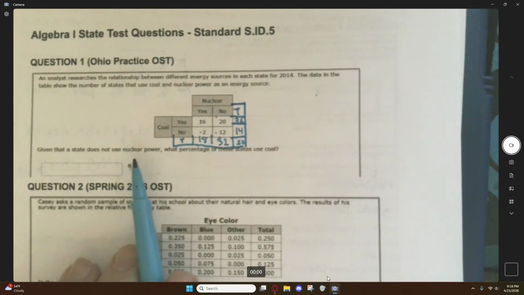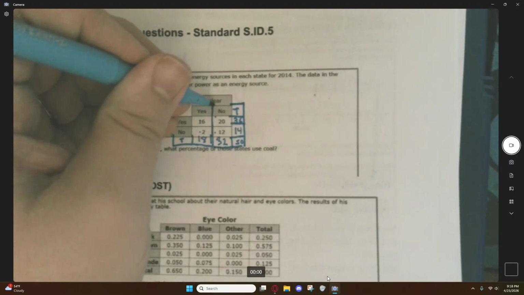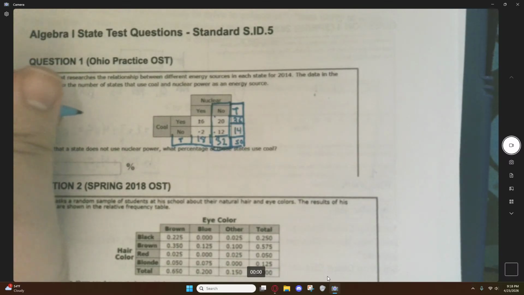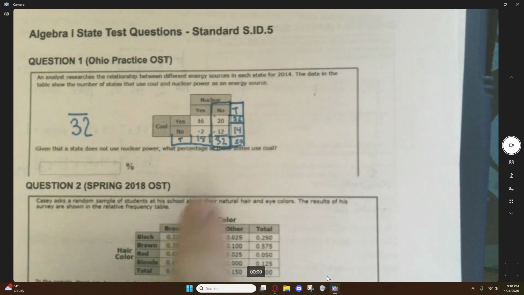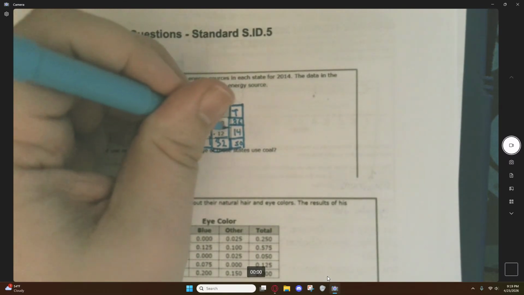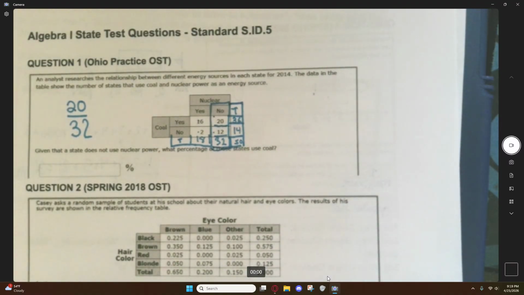Given that a state does not use nuclear power, we're working only with states that do not use nuclear power. So this is out of 32, because we have 32 states that do not use nuclear power. Given that a state does not use nuclear power, what percentage of those states use coal? So of those 32 states, 20 of them use coal. You just have to figure out the percent of that.